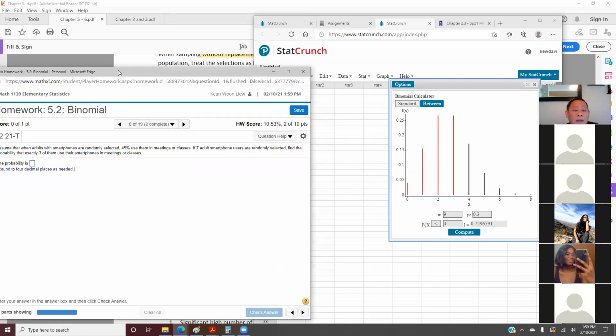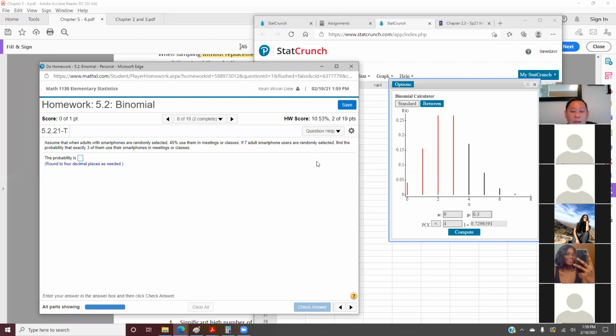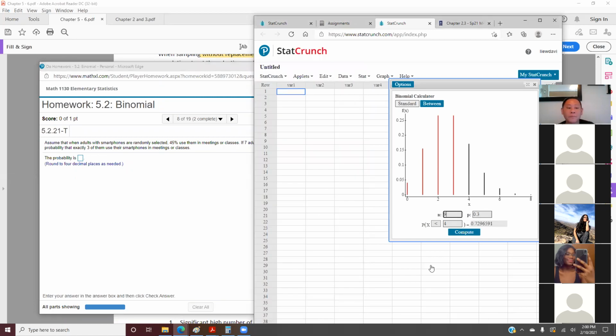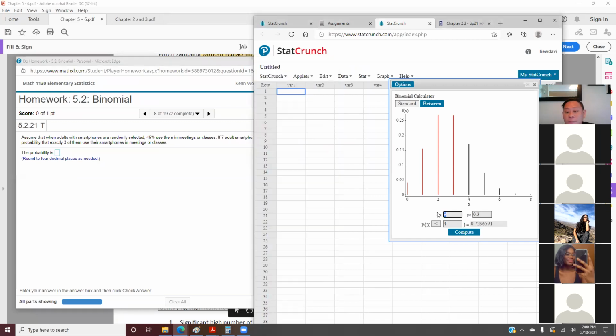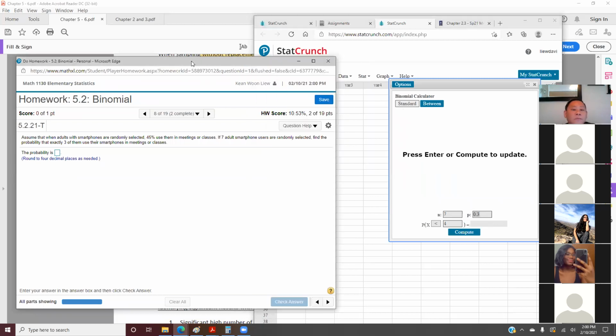It's very easy. Can someone read this question and tell me what your N is? 7. 7 is here, that's why 7 adults are picked. So how do we know N is how many people we pick randomly? That's how we figure it out. What is P in this case? 0.45, 45% here.